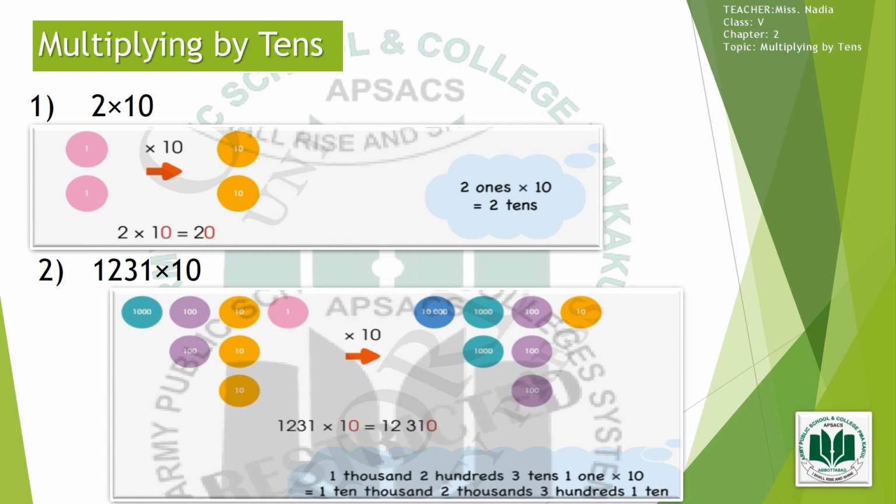Here 2 is in 1's place, so 2 moves to the 10th place, and in 1's place we will put 0. So the answer is 20.